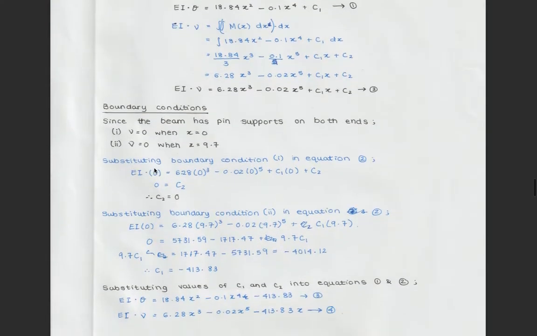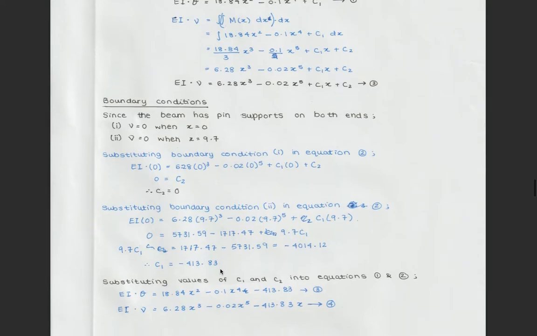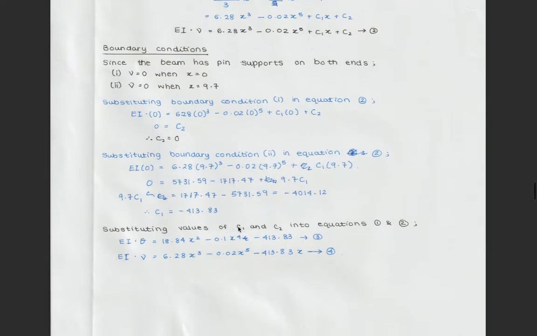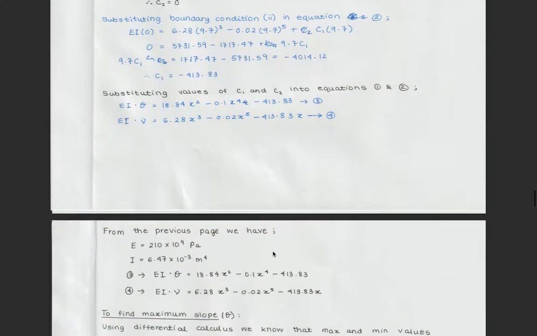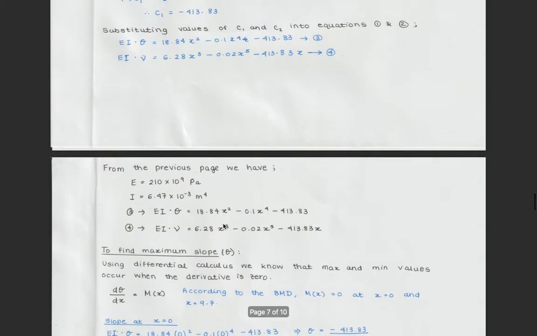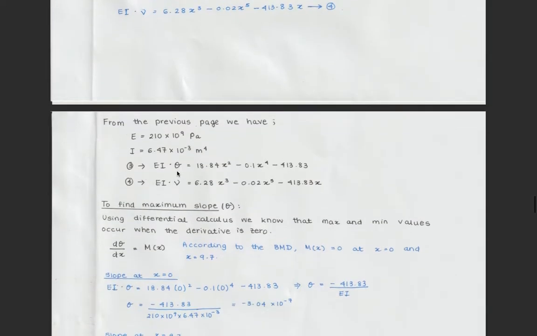By substituting the first condition into equation 2, we've got that the second constant C2 equals 0, and by substituting C2 and the second boundary condition into equation 2, we found that C1 equals negative 413.83. So we're going to substitute the values that we found for C1 and C2 into the equations that are given here, and then we have our equations for the slope and deflection with respect to x.